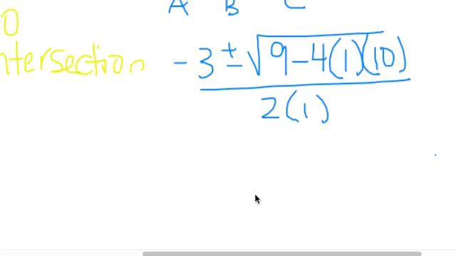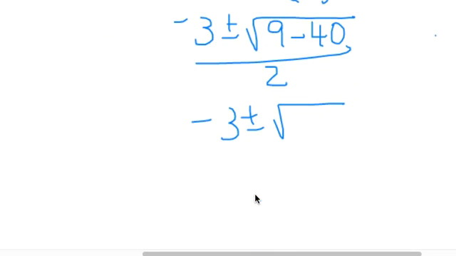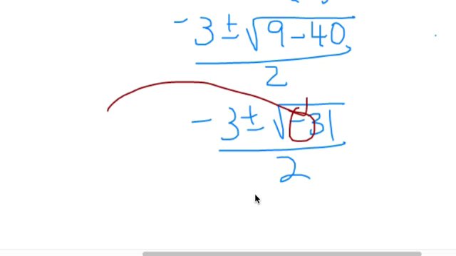Okay, keep going here. So we have negative 3 plus or minus the square root of 9 minus 4 times 1 times 10, which is 40, all over 2. Negative 3 plus or minus the square root of 9 minus 40. Negative 31 over 2. Okay, right here's the alarm. Oh my gosh, that was perfect. Ding, ding, ding. We don't want to have a negative under our radical.